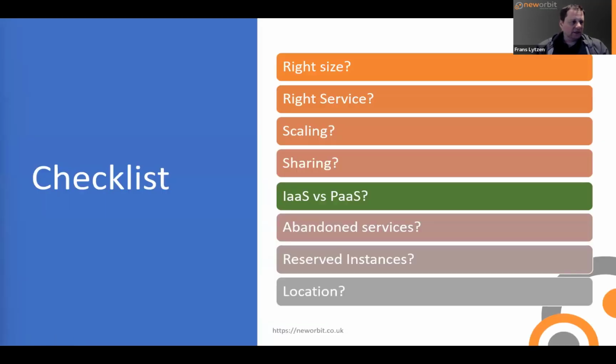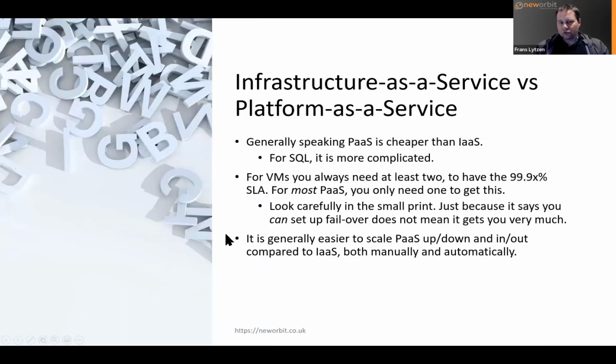Okay, nearly at the end of the checklist. IaaS versus PaaS. Infrastructure as a service, so VMs, virtual machines, is infrastructure as a service. Platform as a service is all of the app service plans and SQL Azure, all of those kinds of things. As a general rule, PaaS will save you money over IaaS.